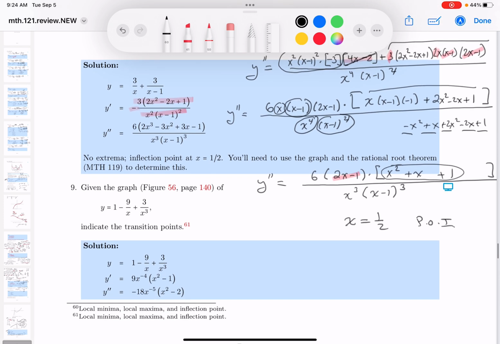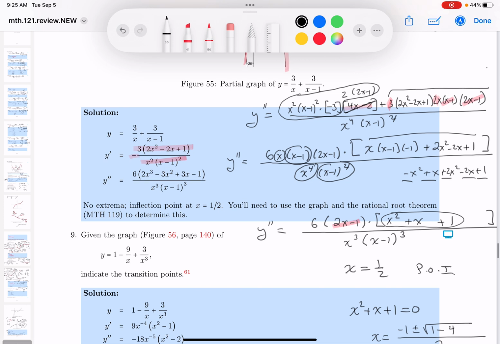And that quadratic over there, if I look at it, x squared plus x plus 1, does that ever equal 0? Well, let's go through that. X equals, let's see, 2. We're going to get minus 1 plus or minus the square root of b squared, 1 minus 4. Oh, it's complex. So only one point of inflection. All right, no extreme, but one point of inflection.